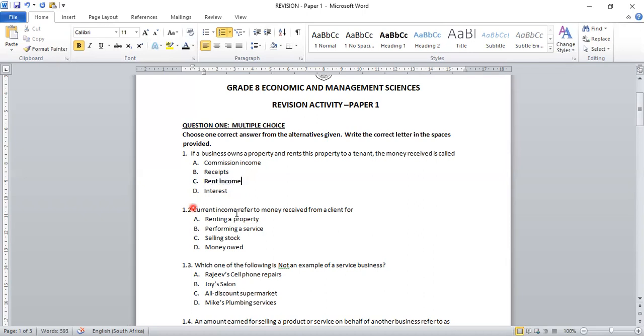1.2, current income refers to money received from a client for renting a property, which is A, performing a service, B, selling stock, C, or D, money owed. So the correct answer for this question is performing a service. So current income refers to money received from a client for performing a service.